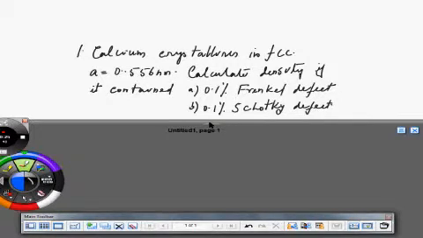That's the question. Now, out of these two defects, in which case does the density remain the same? Frankel defect density remains the same. So, in the case of Frankel defect, there is not going to be any change in the density. But in Schottky defect, of course, there will be a change in the density because the number of particles will be missing.